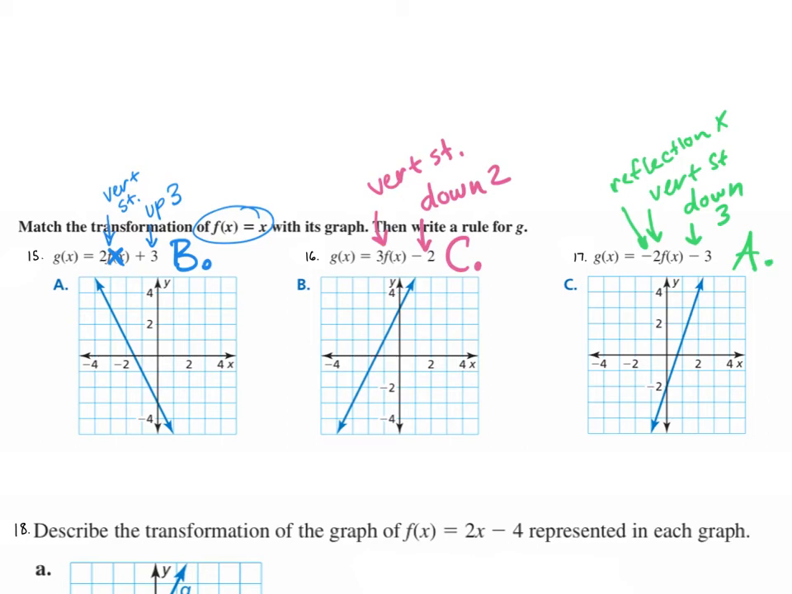So we can see here that our normal graph would go through here, but now we are shifting it down 3. So since this graph starts here, it's the only one that goes down 3. Any questions from these 3?